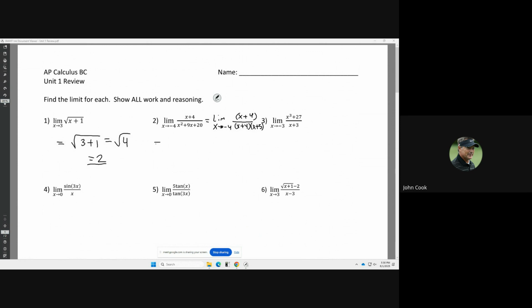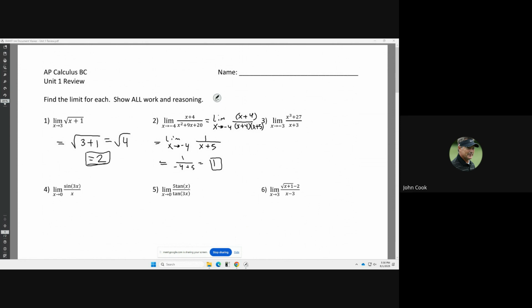Okay, so then if we do that, we get the limit as x goes to -4 of just 1 in the numerator, and x plus 5 in the denominator. And then if I plug in again, I get 1 over -4 plus 5, and that'll give me 1 over 1, which is just 1. Okay, and so there's my limit for that one. It's just going to be 1. All right, so there we go.